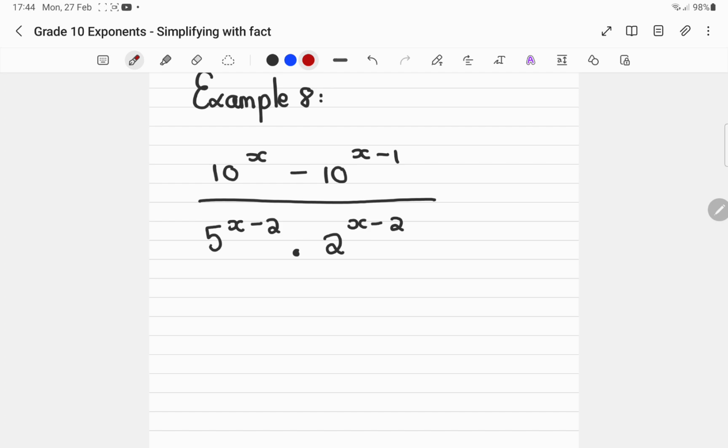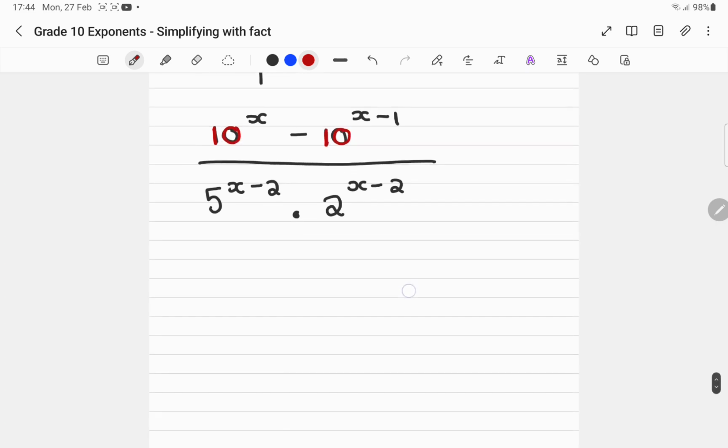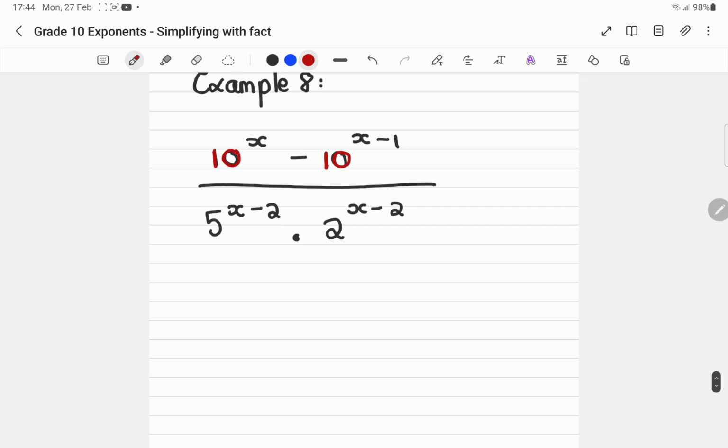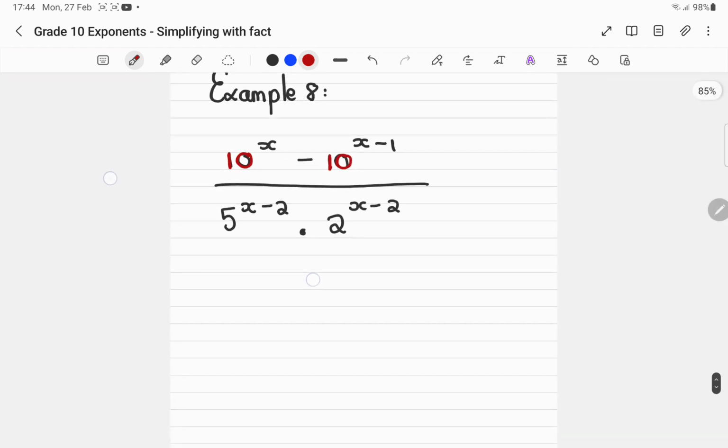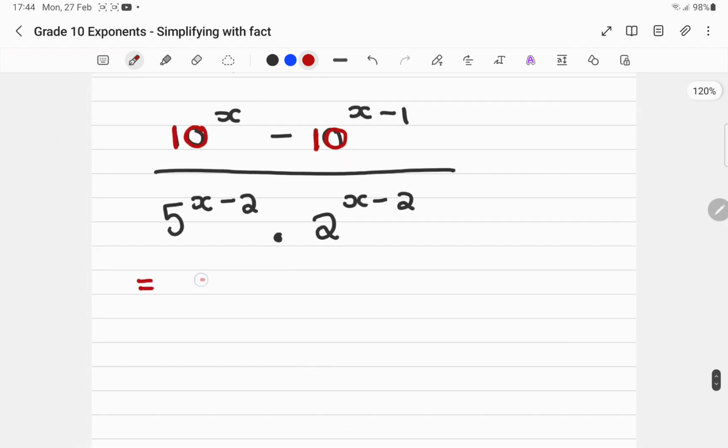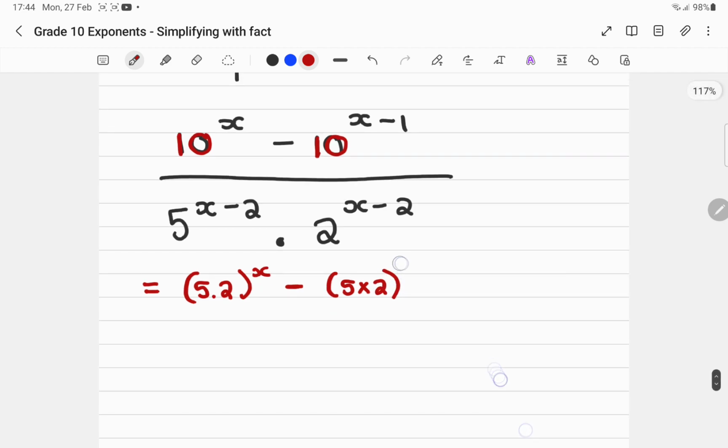All right, then let's look at the last 2 sums. That is a little bit more tricky, but don't stress, we're going to do this. All right, so if you see 10, remember our prime factors. So we're going to change that 10 into the prime factors, which is 5 times 2. So it's going to be 5 times 2, all raised to the power x minus 10, which is also 5 times 2, all raised to the power x minus 1.